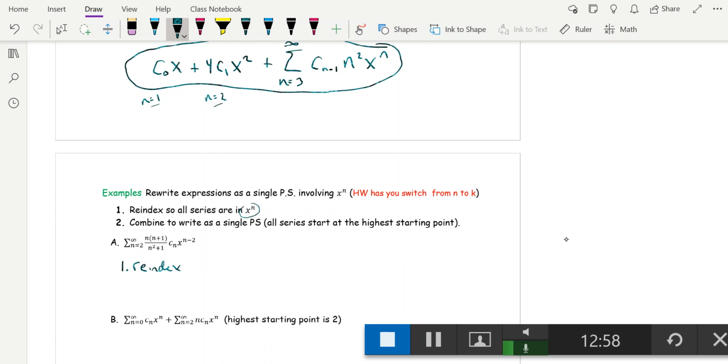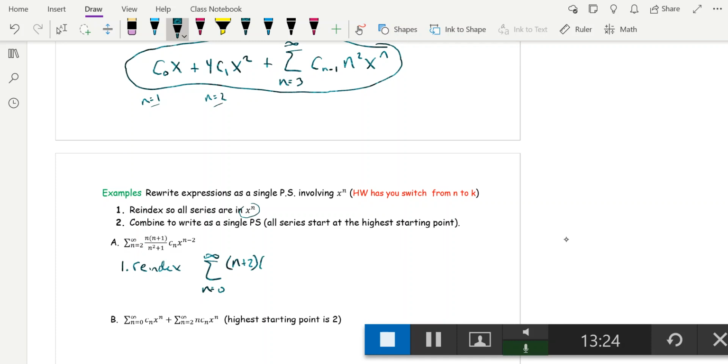So for the first one, we need to reindex it. The exponent of x is n minus 2. We want that to be n. So that means everywhere in the formula where I see an n, I'm going to add 2. That means down here, I'm going to subtract 2. So this guy's going to start at 0. And then everywhere in the formula where you see an n, just put an n plus 2.